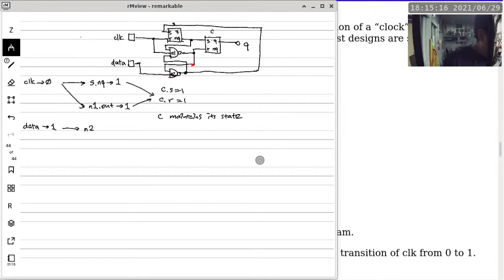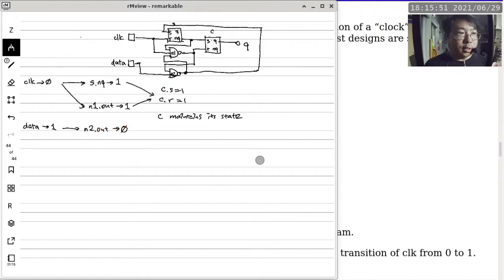Now we have to look at the other input pin of N2, because the other input pin of N2 is coming out of N1, and from the previous analysis, N1.out is a 1, so we know this wire has been a 1 before the transition of data becoming a 1. Now that data is becoming a 1, this N2 NAND gate is going to see both inputs being 1s, which means its output is going to become a 0.